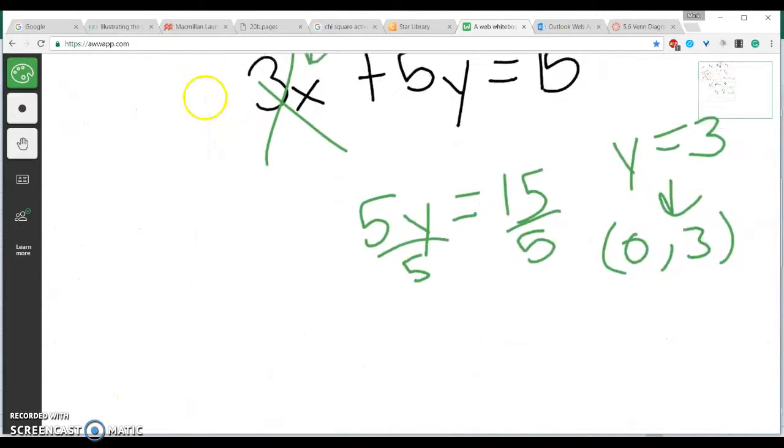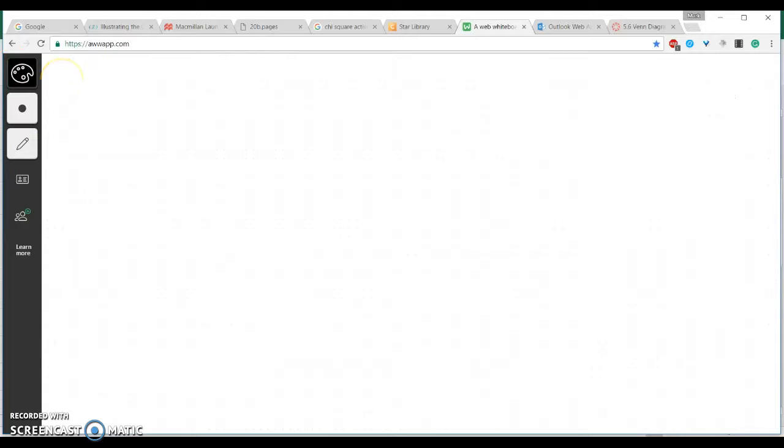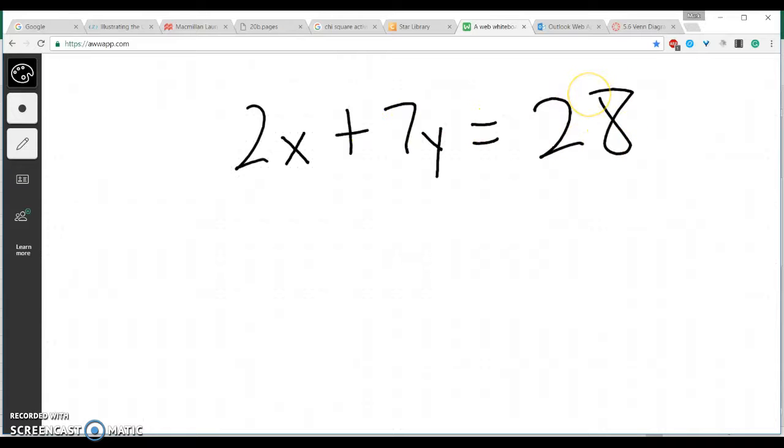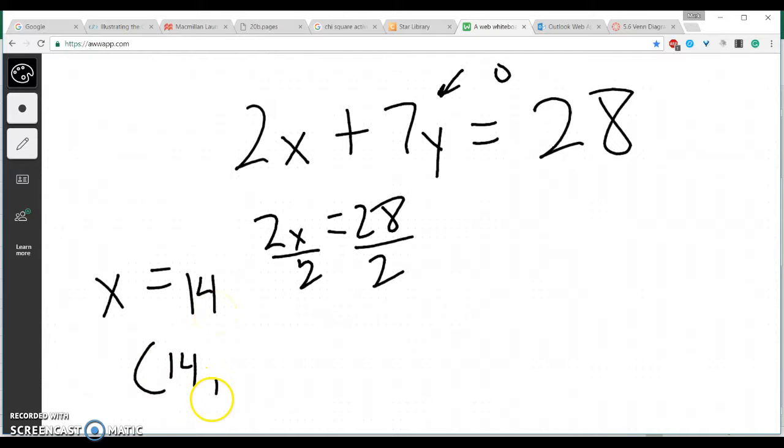So we'll do one more without all the kind of setup. Let's say I have 2x plus 7y is equal to 28. If I want to find the x-intercept, I would make this y 0. If that y is 0, I would have essentially 2x equals 28, or x equals 14. So my point would be 14, 0.